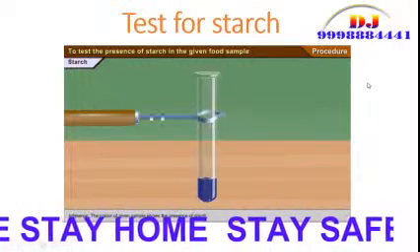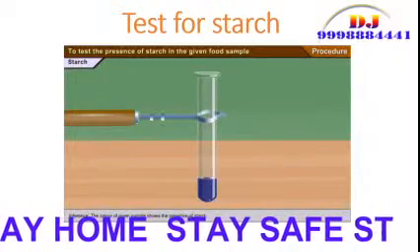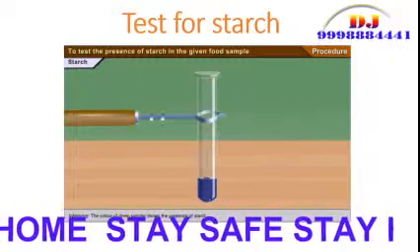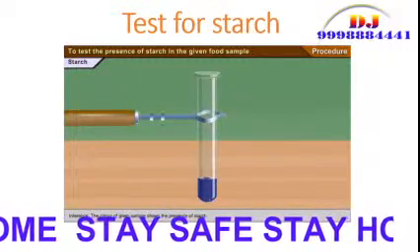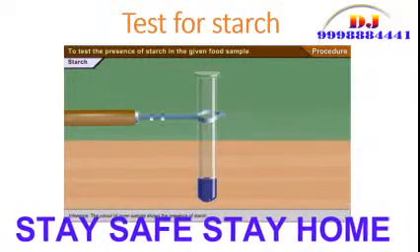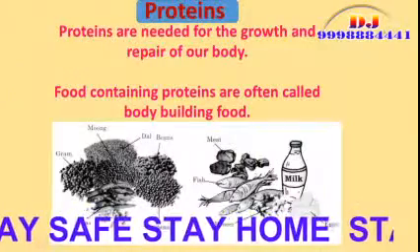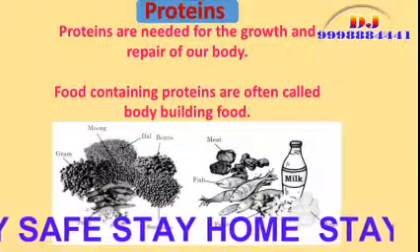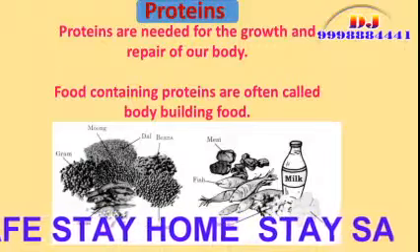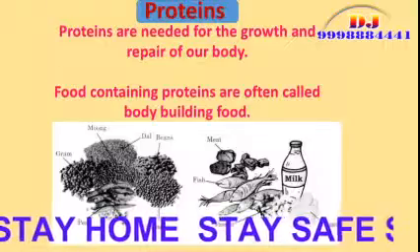Dear students, you might have got the idea from this experiment of how we can know whether starch is present or not. When you add a few drops of iodine solution, if the color changes to blue-black, it means that starch is present. Is that clear, dear students? So just take iodine solution and put it on the food item. If the color changes to blue-black, it means starch is present.